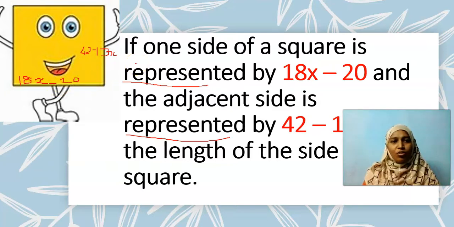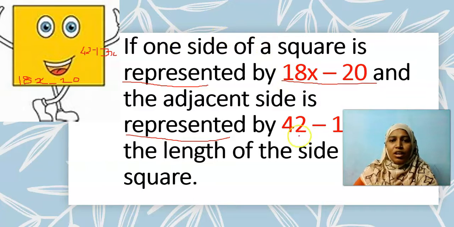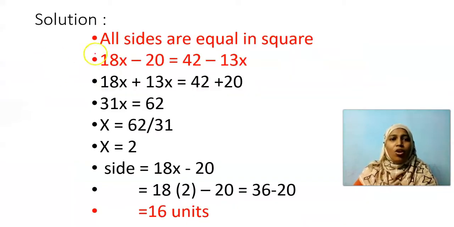See, I got the condition over that variable and I got an equation. Very simple. But if you read the question, it will look a little tricky, but it is very, very simple. They mean this 18x minus 20 and 42 minus 13x are equal because it is a square. Is it clear?